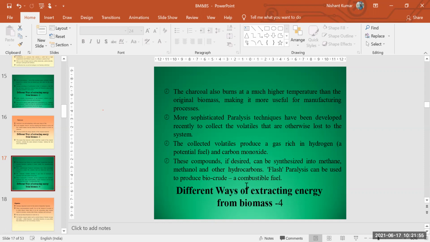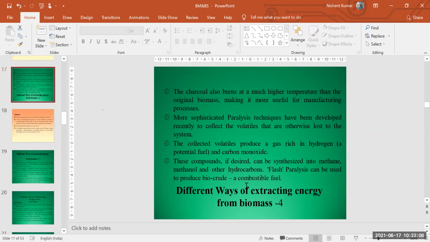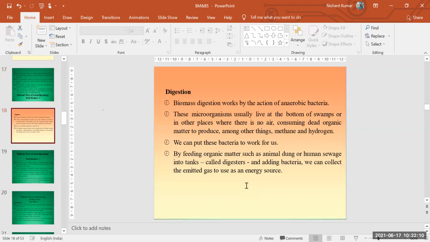Flash pyrolysis can be used to produce biocrude, a combustible fuel. This biocrude could be generated. So this is the benefit of biomass and biomass technologies. We have a lot of segments nowadays to get into this.